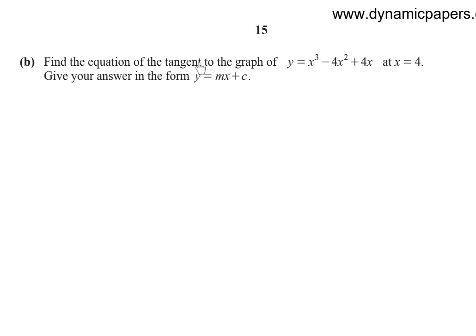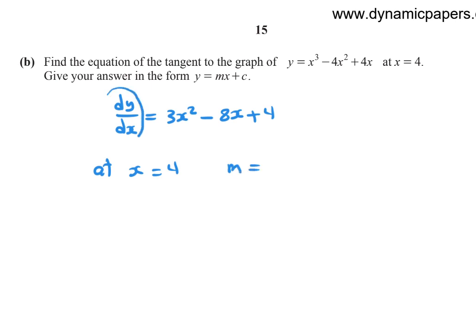B. Find the equation of the tangent to the graph y equals x power 3 minus 4x power 2 plus 4x at x equals 4. To find the equation of the tangent, we need to find the gradient of that tangent. The gradient of the tangent is dy over dx. dy over dx equals 3x power 2 minus 8x plus 4. At x equals 4, now substitute. Because dy over dx is the gradient function of the tangent to the curve.